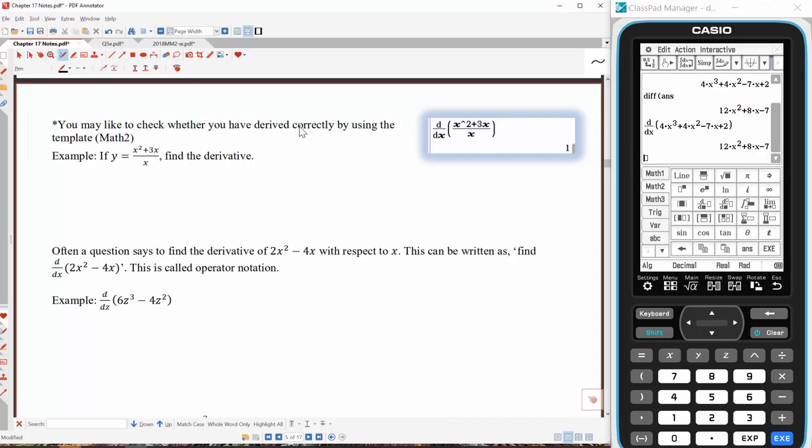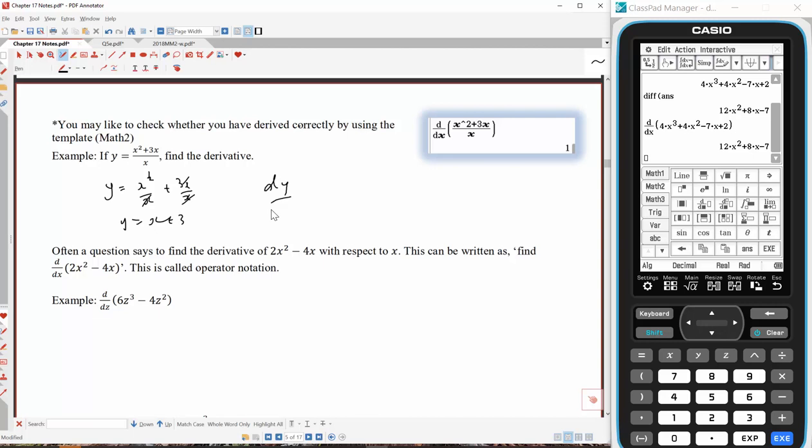All right, what about this one here? If y equals this, find the derivative. All right, well, we only differentiate single terms. This is all being divided by x. But what we're going to do is expand it. So x squared over x plus 3x over x. Those x's cancel out, leaving us with y equals x plus 3.